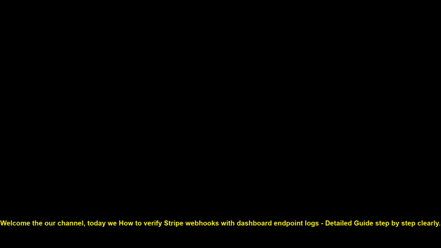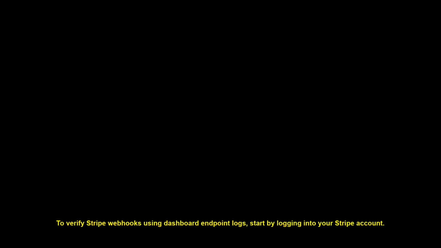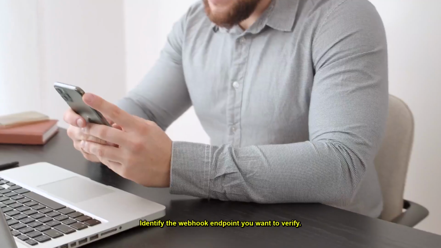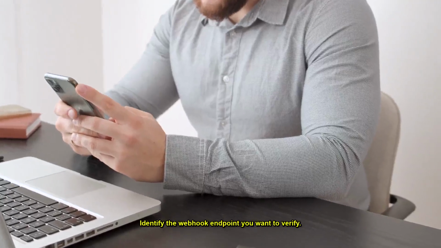To verify Stripe webhooks using dashboard endpoint logs, start by logging into your Stripe account. Navigate to the Developers section in the left-hand menu. Click on Webhooks to access your webhook endpoints. Identify the webhook endpoint you want to verify. Take note of the endpoint secret key, which is required for verification.